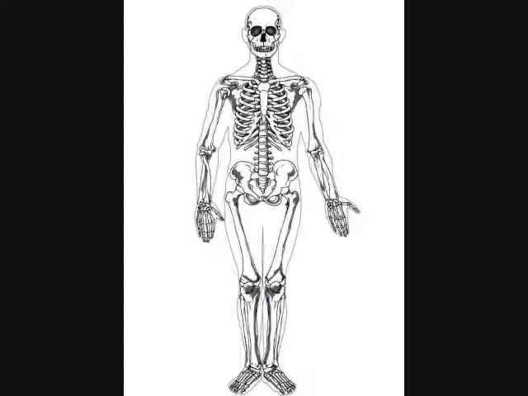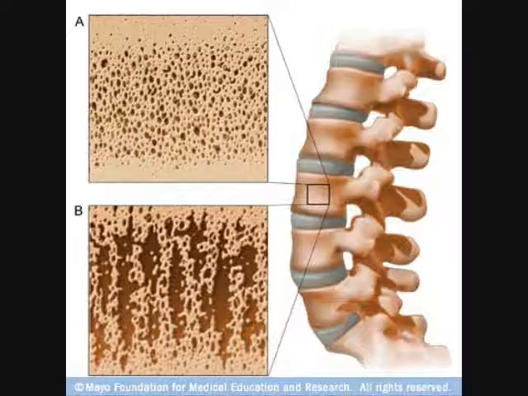Movement. Muscles are attached to our bones by tendons, which enable our body to move. Without this force, movement would be restricted. Protection. Our skeleton also protects our internal organs, such as our brain, eyes, heart, lungs, and spinal cord, and also all major blood vessels.